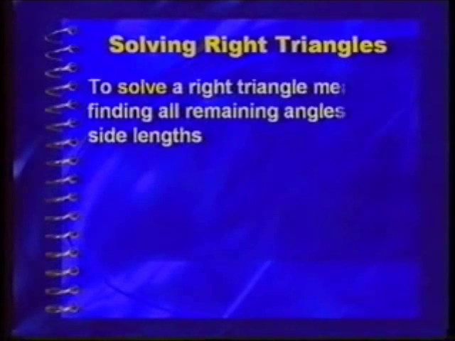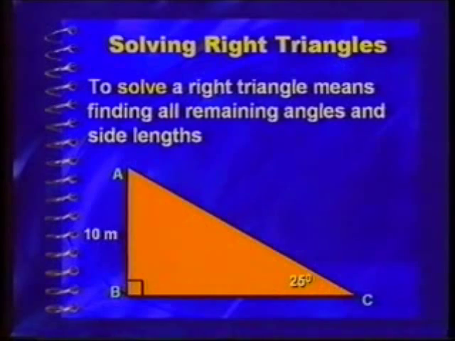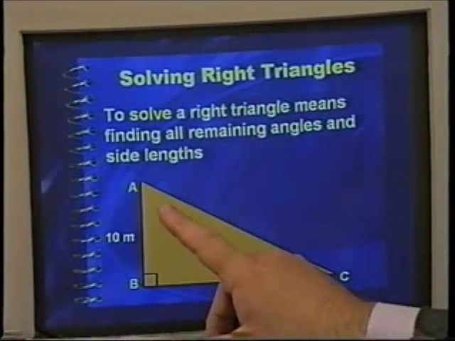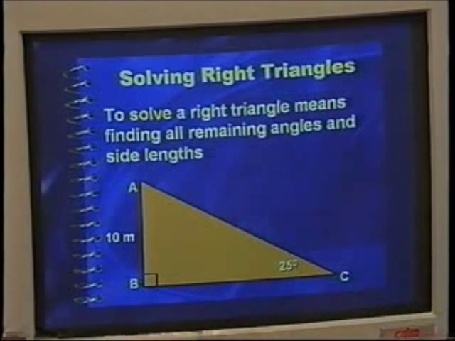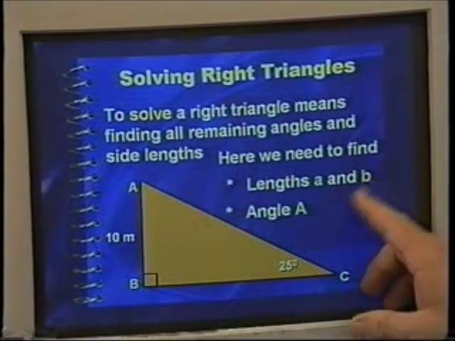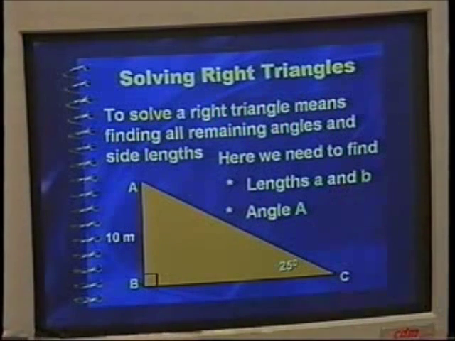Right, in this section we'll have a look at solving triangles, and we also have a look at what's called the angle of elevation and angle of depression. First of all, solving a triangle. What we mean by solving a triangle is that we have to find all remaining angles and all remaining side lengths. It's written up here. So in this particular triangle what we want to find is side A and the angle A there, and also side B, the hypotenuse. Length A and B need to be found, and angle A needs to be found.